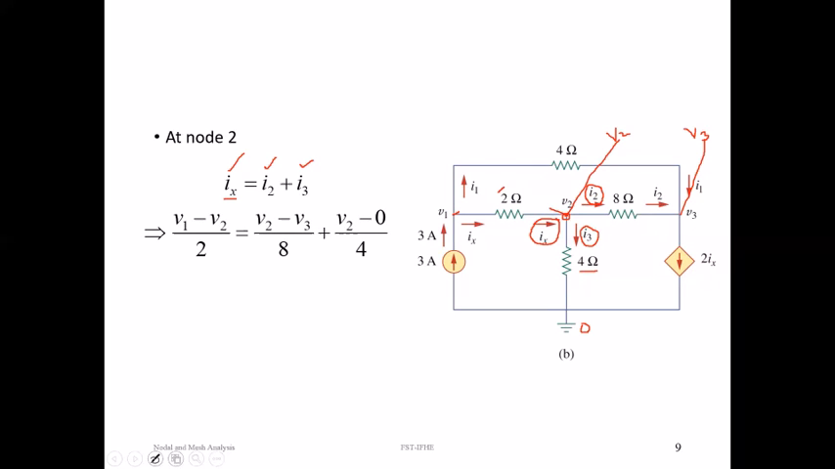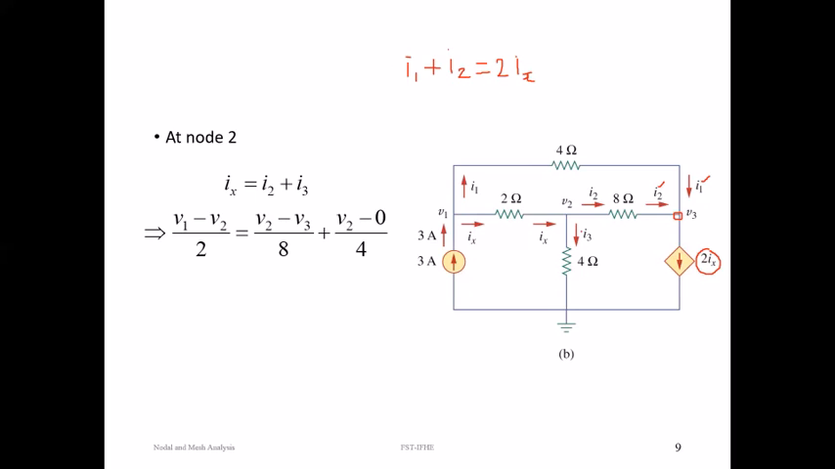Okay, let us write the nodal equation at the third node. If you take the third node, the incoming currents are I1 and I2. So if you apply KCL at the third node, it is I1 plus I2 is equal to the outgoing current. It is a current source, so you can write it as 2Ix. Now what is I1?